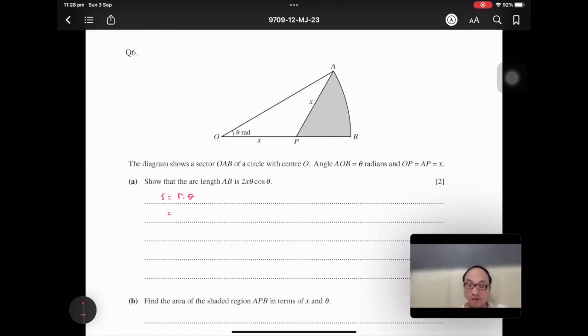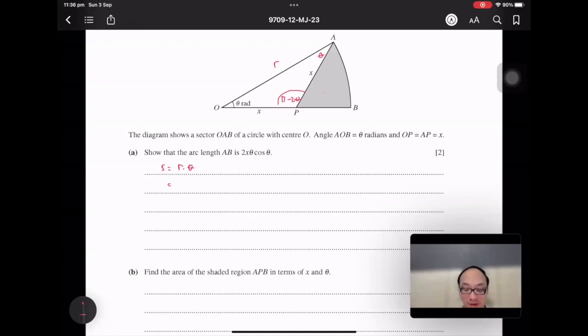But the problem is we don't know PB. If we see from the diagram, this is an isosceles triangle. So that means we have this as theta, and this should be equal to pi minus 2 theta, this angle. And the radius of the circle is OA. So we can find this OA using the cosine rule. So from here, I can find R using this angle.